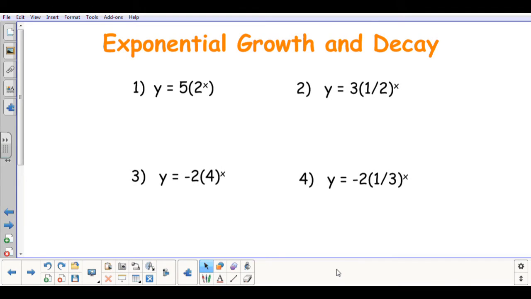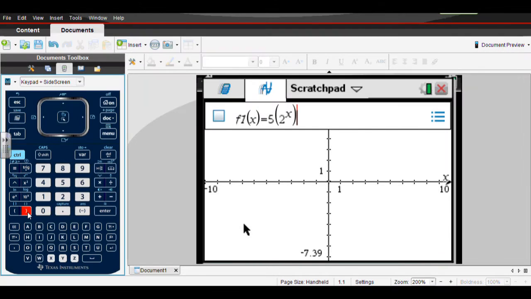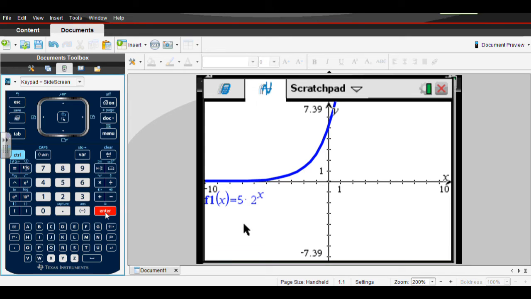So here in our four examples, what we want to do is graph each equation to determine if it is an exponential growth or an exponential decay. I'm going to take my number 1, y equals 5 times 2 to the exponent of x, and put that in the calculator. In my equation line, I have 5, and then in parentheses, 2 to the exponent of x. I hit enter, and I can see the graph, and it is increasing from left to right, so this is going to be an exponential growth graph.